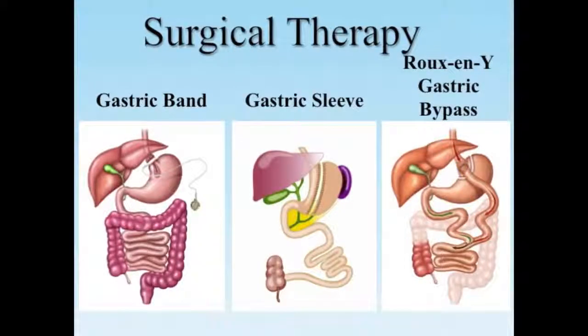So what are these surgical therapies? Well, there are three types of bariatric procedures which are most frequently performed in the United States. There is the laparoscopic adjustable gastric band. There's the laparoscopic vertical sleeve gastrectomy. And then we have the laparoscopic Roux-en-Y gastric bypass, which most people just call bypass.